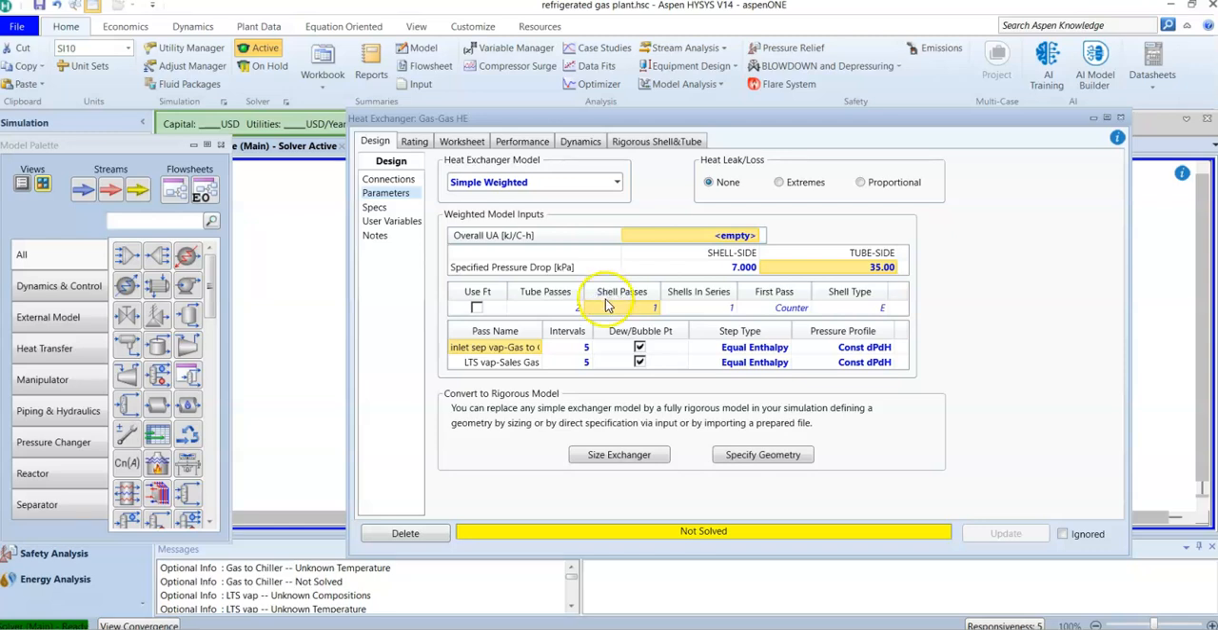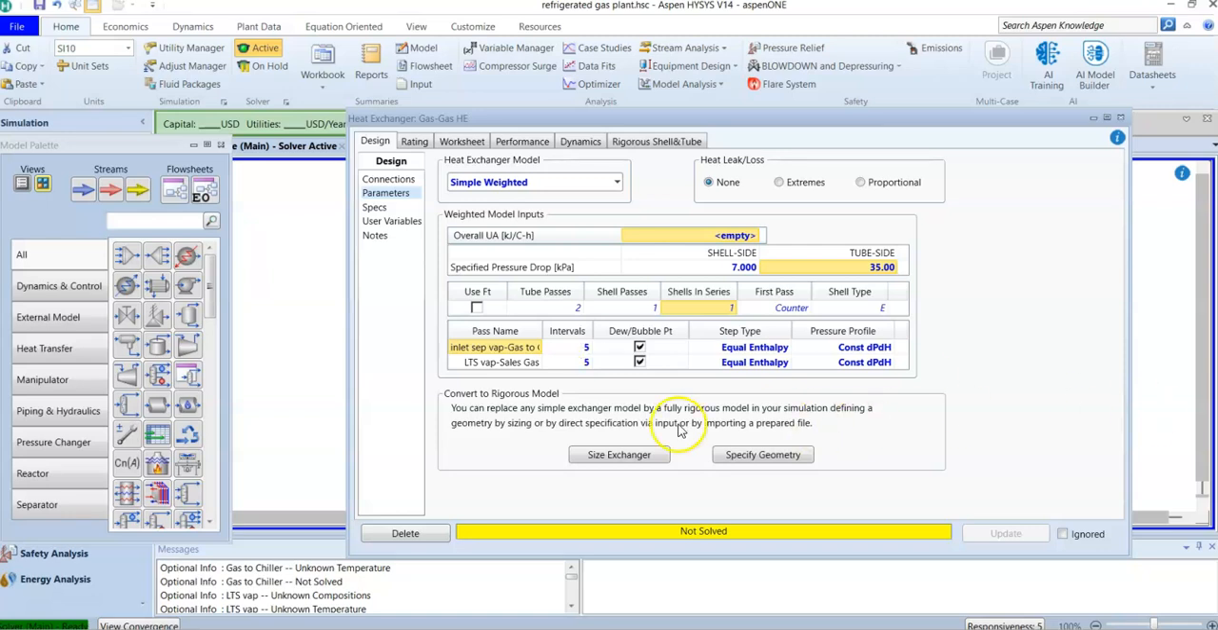Okay. Here we have the information about the geometry, like the number of tube passes, the shell passes, the shells in series and first pass, and so on. So this is a counter flow. After that, we have the number of intervals. Before, I mentioned that the simple weighted will divide your curve into some intervals. So this is the number of intervals. The more intervals, the more accurate your numbers will be.